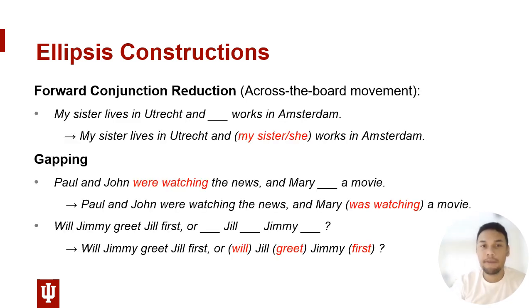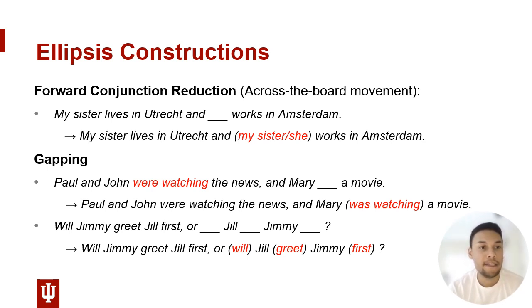So just to give a few examples of ellipsis construction, the first one here that we see is called forward conjunction reduction. This is basically an across-the-board movement. So let's take, for example, the sentence, my sister lives in Utrecht and works in Amsterdam. Here, the elided element is my sister or she as a pronoun. And to reconstruct the sentence, we have my sister lives in Utrecht and my sister works in Amsterdam.